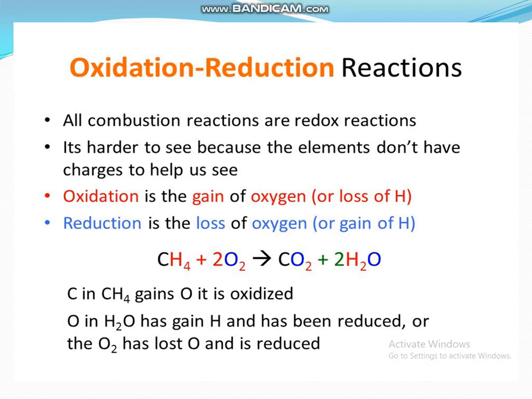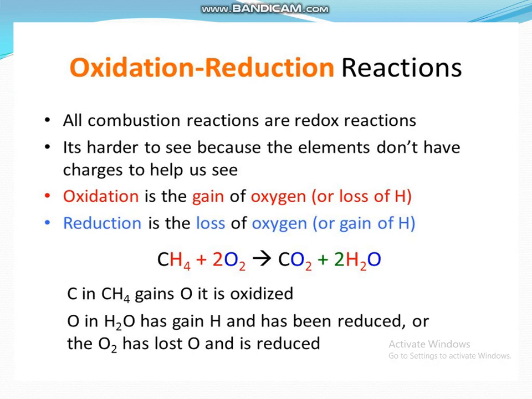Look at the reaction. CH4, it is methane. It burns in the presence of oxygen and it gives carbon dioxide plus water plus heat. All combustion reactions give carbon dioxide, water and heat. Carbon in methane gains oxygen. You can clearly see in the equation that carbon of the methane gains oxygen and it is oxidized in the form of carbon dioxide. So we can say that carbon is oxidized.